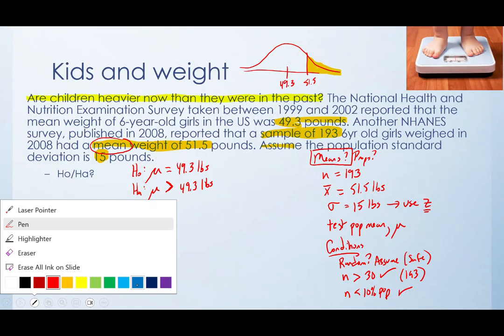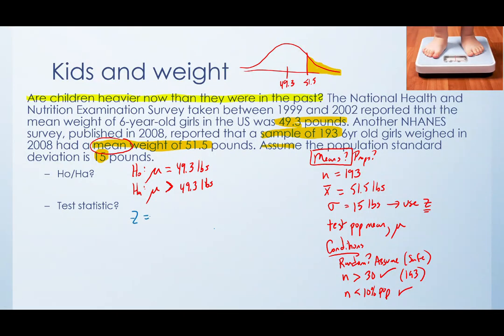I'm going to go change colors. We remember that that is x bar minus mu over sigma over root n for our means. So now we just need to plug and chug, right? X bar 51.5. Our hypothesized population mean 49.3. Our population standard deviation 15, and our sample size 193.